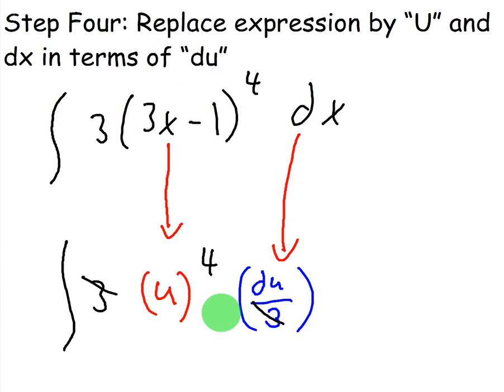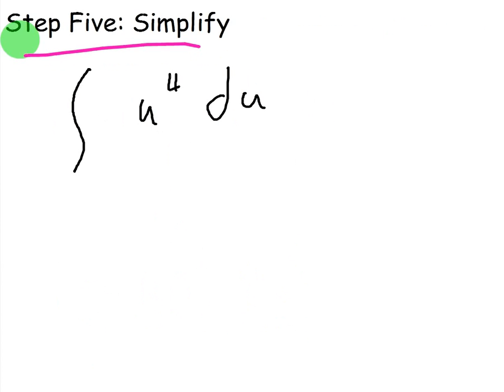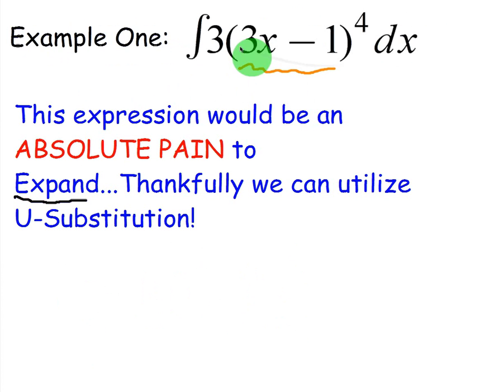So when we cancel these 3's out, we're just left with u to the 4th du. Now you can see why we did everything we did, because we can take the antiderivative of u to the 4th very simply using the reverse of the power rule, whereas before we had all of this stuff, we could not explicitly take the antiderivative.